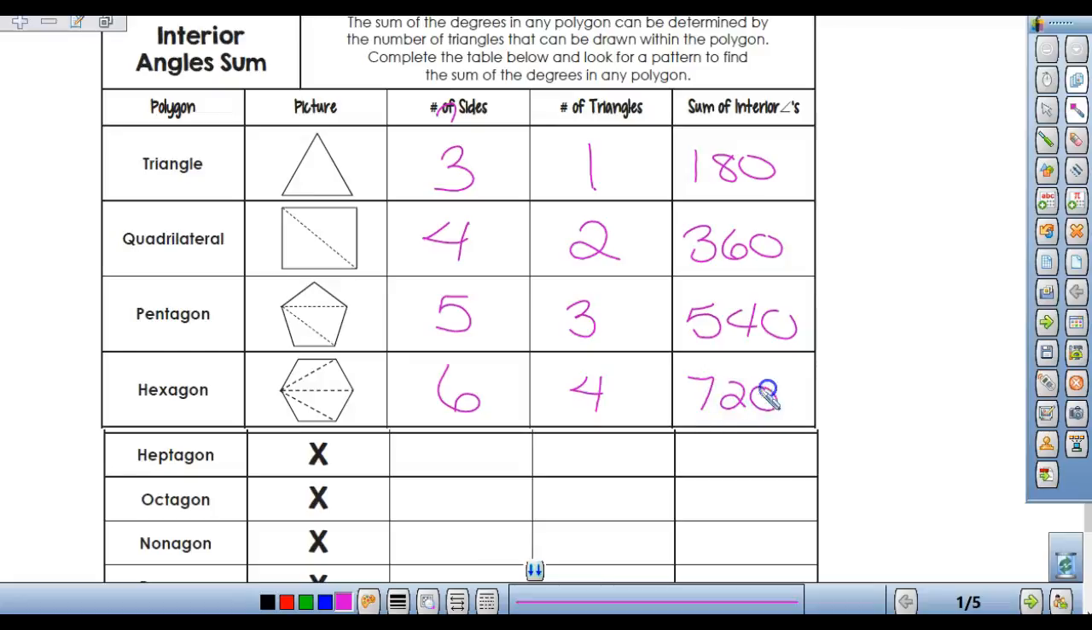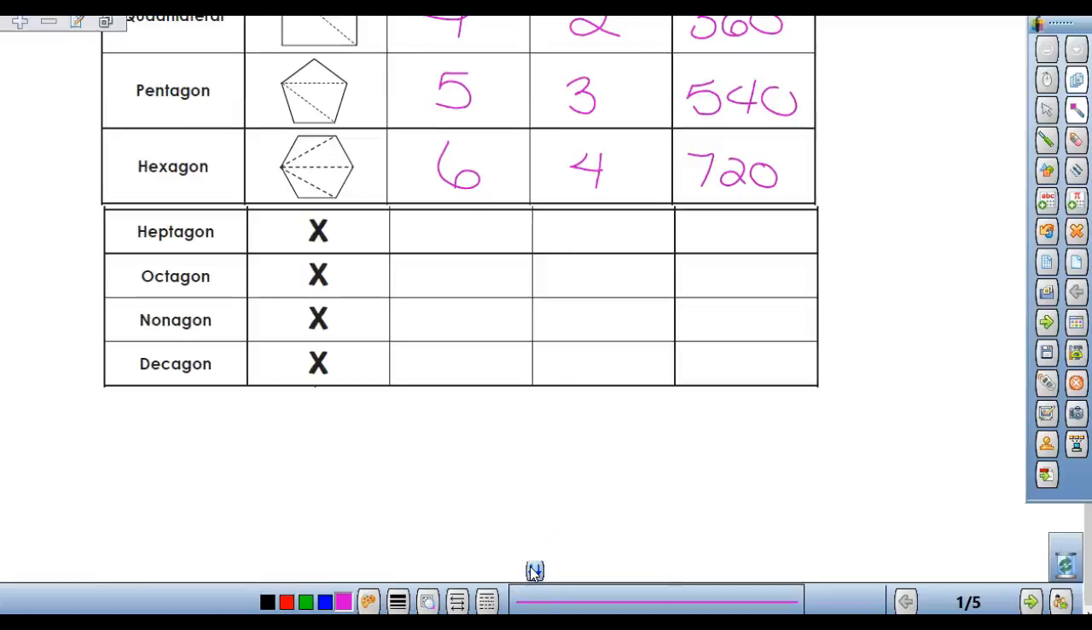Are we starting to see a little bit of a pattern here? I hope so. Okay, heptagon, how many sides? 7 sides in a heptagon. So how many triangles do you suppose there are going to be? 5 triangles. And what do you suppose the sum of the interior angles is going to be? 900?